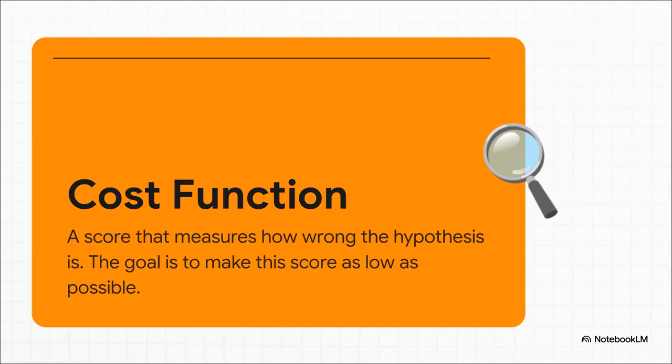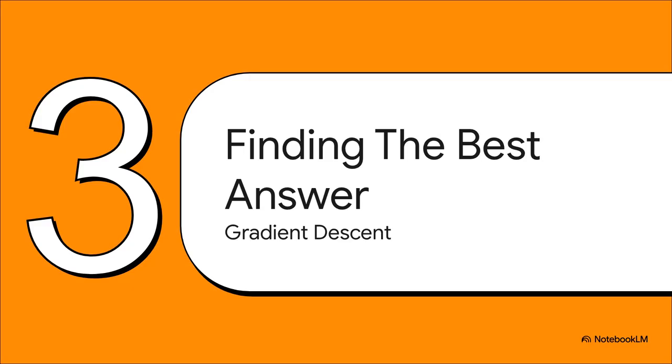Well, that's the job of the cost function. The easiest way to think about it is as an error score. It measures the distance from its line to each of the real data points, adds up all those little errors, and spits out a single number. A high score means a bad fit, a low score means a great fit. So the goal, the entire point of this whole thing, is to get that score as low as humanly or machinely possible.